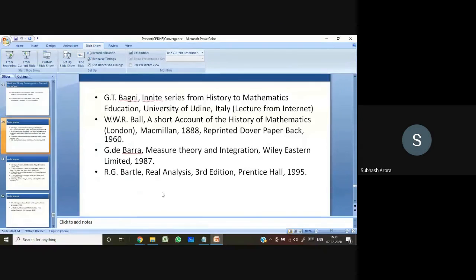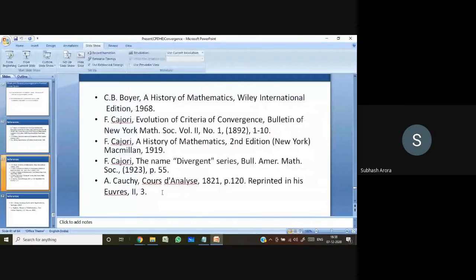I made a collection from the history of mathematics education, and a book by Ball, A Short Account of the History of Mathematics, printed 1960, and then these are books for measure and integration, T.T. Barrett's book, and R.G. Bartle's real analysis book, and again Bayer's mathematics, and Kajori's book, Evaluation of Criteria of Convergence, Bulletin of New York.